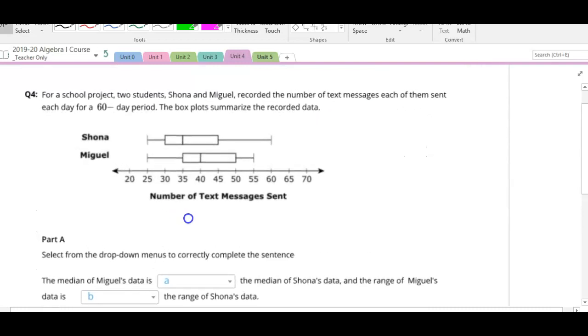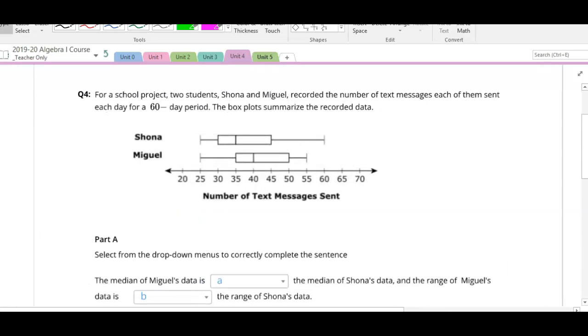Let's look at how we can use box and tail graphs to analyze some data. When we look at these box and tails, the first tail represents 25% of the data. The left side of the box represents 25% of the data. The right side of the box represents 25% of the data. And the right tail represents 25% of the data.